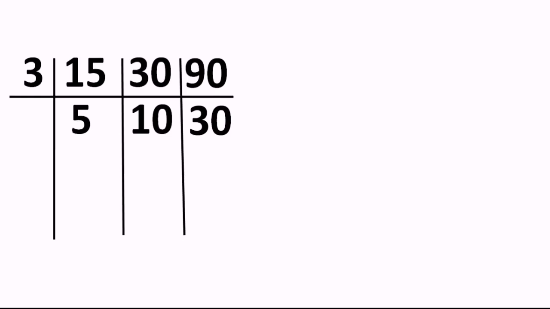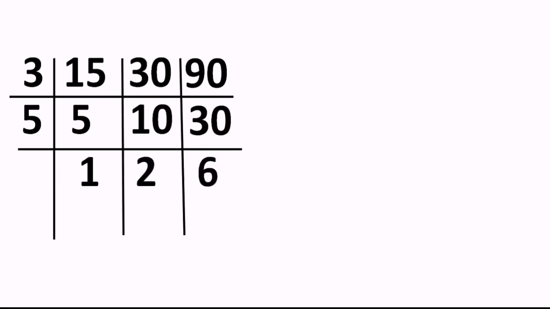Now again, if you observe the bottom layer, 5, 10 and 30 must be divisible by 5 now, right? And this time we'll use 5. 5 ones are 5, 5 twos are 10, right? And when we divide 30 by 5, we get the answer 6. Now check the bottom layer: 1, 2 and 6, right? We have to stop only when no two of them are divisible by the same number.